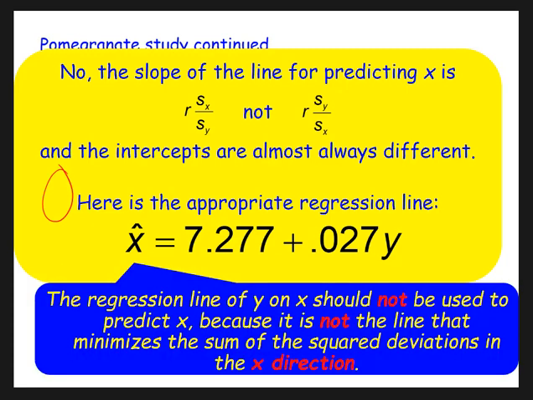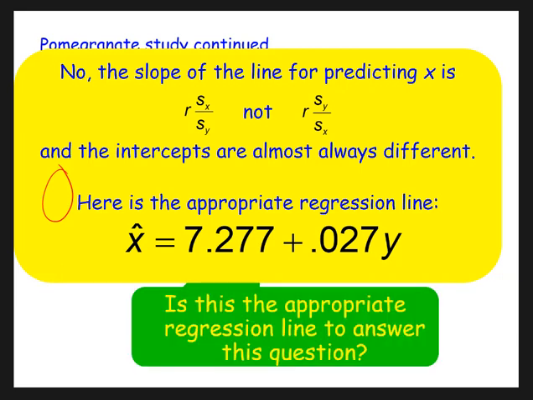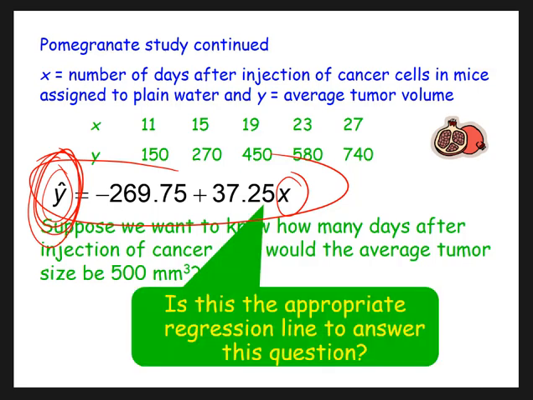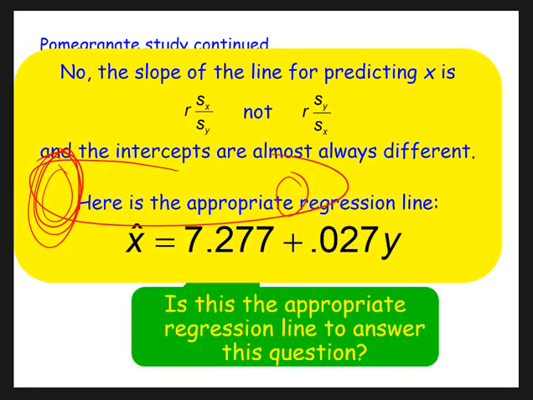So the regression line of y on x should not be used to predict x because it is not what it is for. The regression line, the one that we have here, is used to predict y from values of x. The hat says that y is the variable being predicted, not x. So we can't use y to predict x here. This is using x to predict y. This is a totally separate equation. This is using, the hat says x is the variable being predicted from a value of y. It's a totally separate equation.